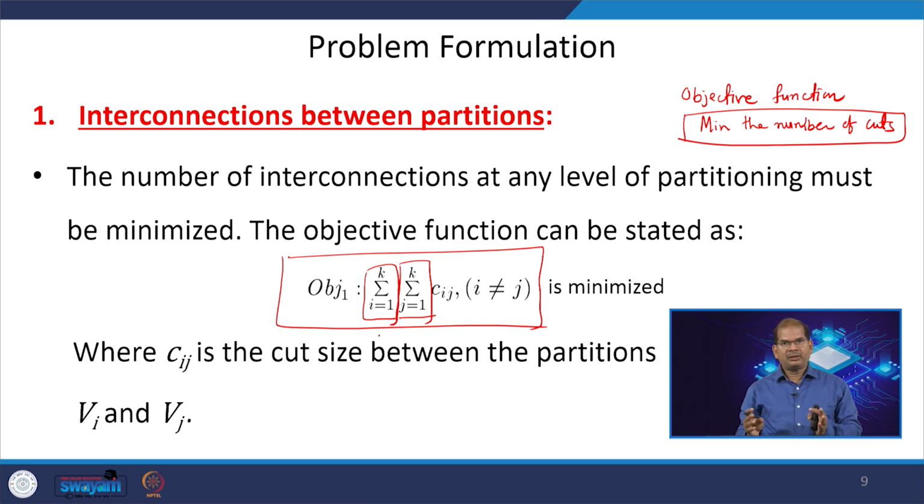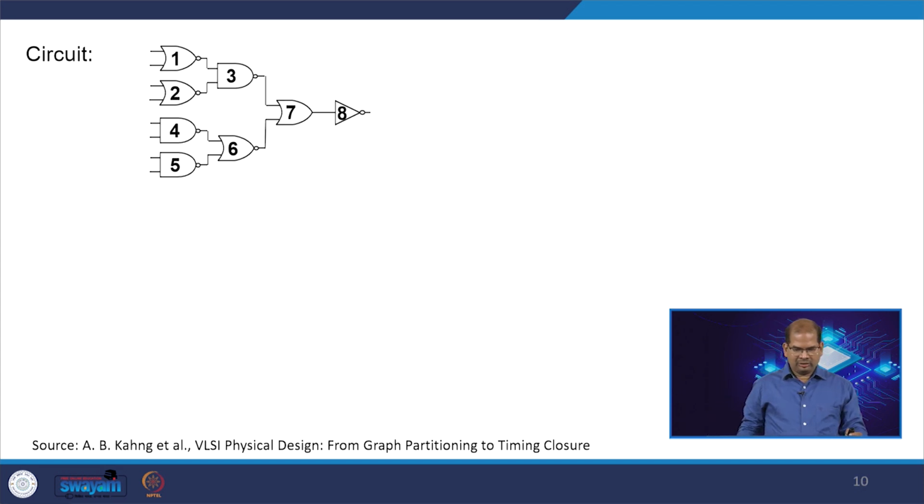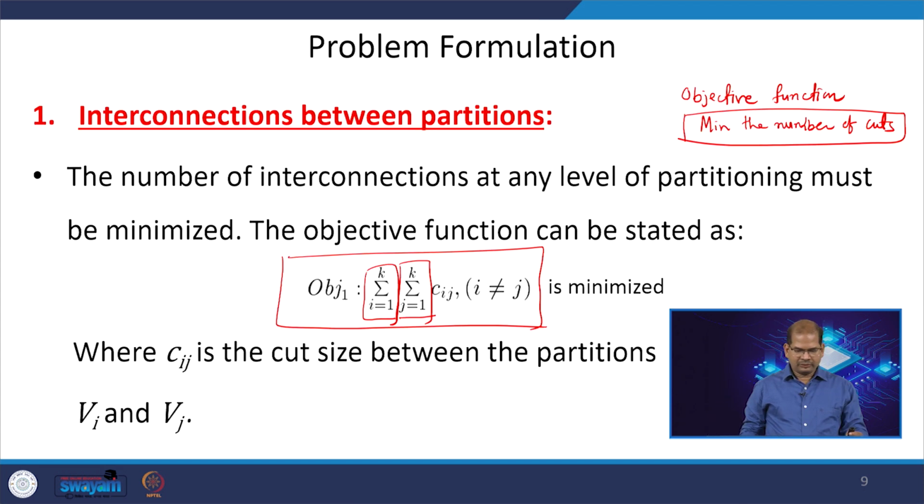And if I have a connection from one partition to the other partition, then a cut is introduced in this objective function. So, if I have a line going from one partition to the other partition, then Cij is 1, otherwise it is 0. Okay. So, our aim is to minimize the number of cuts.